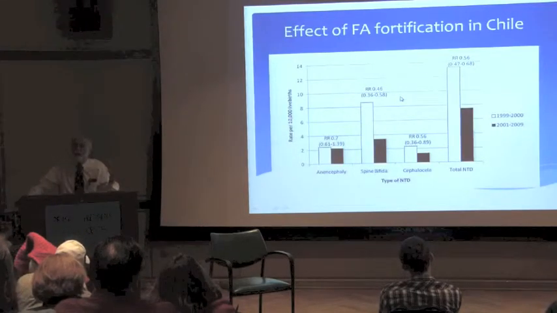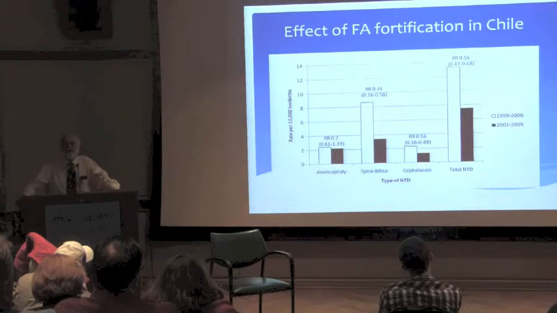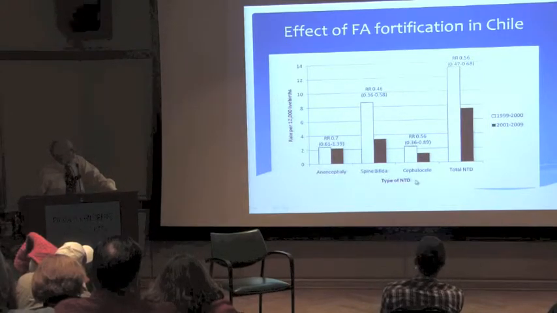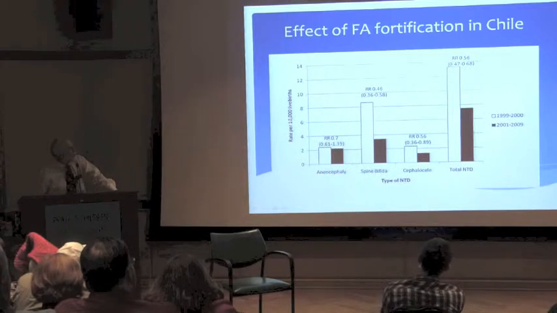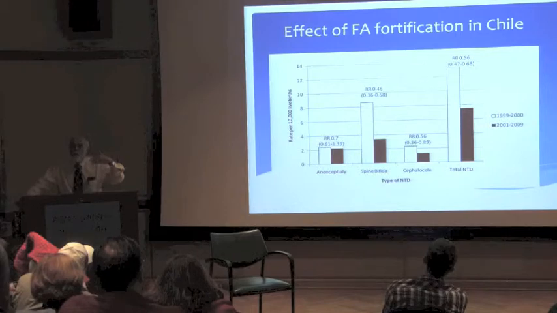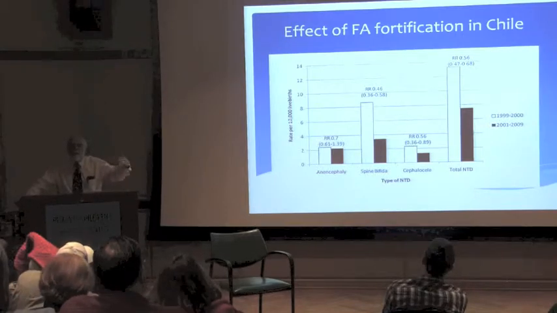Here's my Chile slide. I should have asked Janice to put it a little bit earlier, but recently, data from Chile shows what food fortification has done in Chile because they're a very wheat-oriented, rice-oriented population.